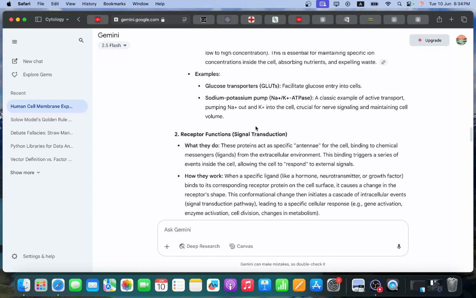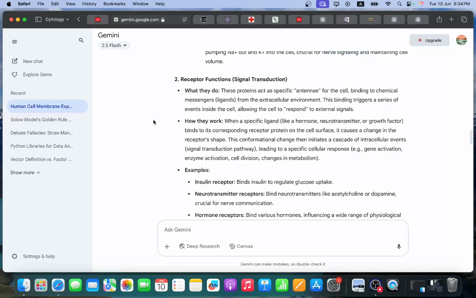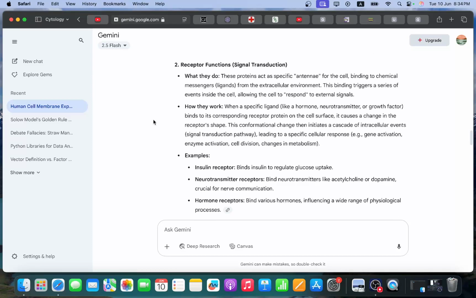Examples: glucose transporters, GLUTs, facilitate glucose entry into cells. Sodium potassium pump, ATPase. A classical example of active transport, pumping sodium out and potassium, K I think is potassium, right? And potassium into the cell, crucial for nerve signaling and maintaining cell volume. Okay, nerve signaling is associated with this and maintaining cell volume. Cool. Receptor function, signal transduction.